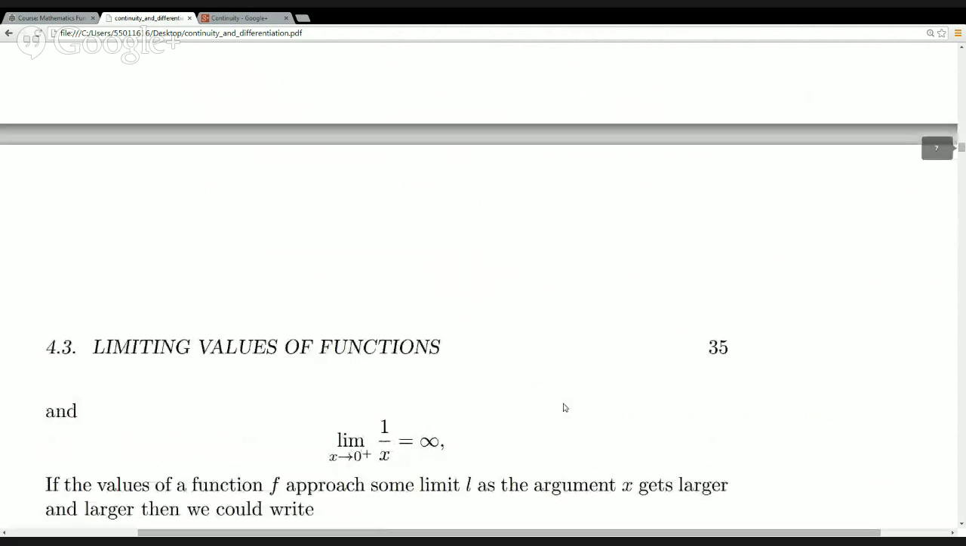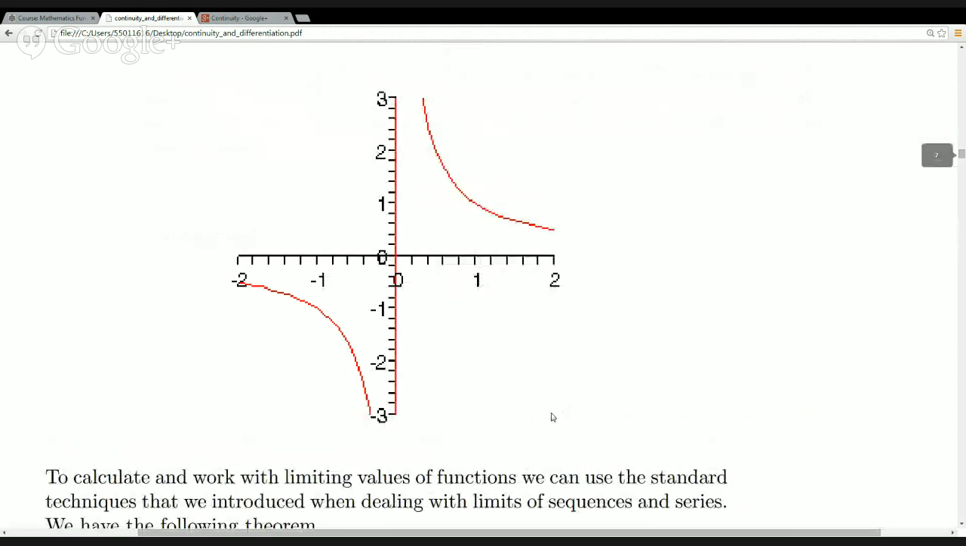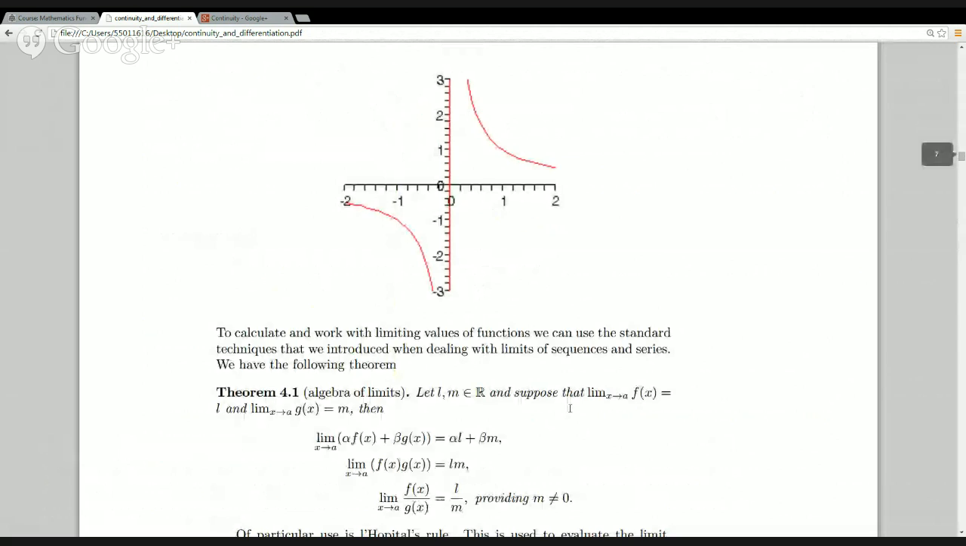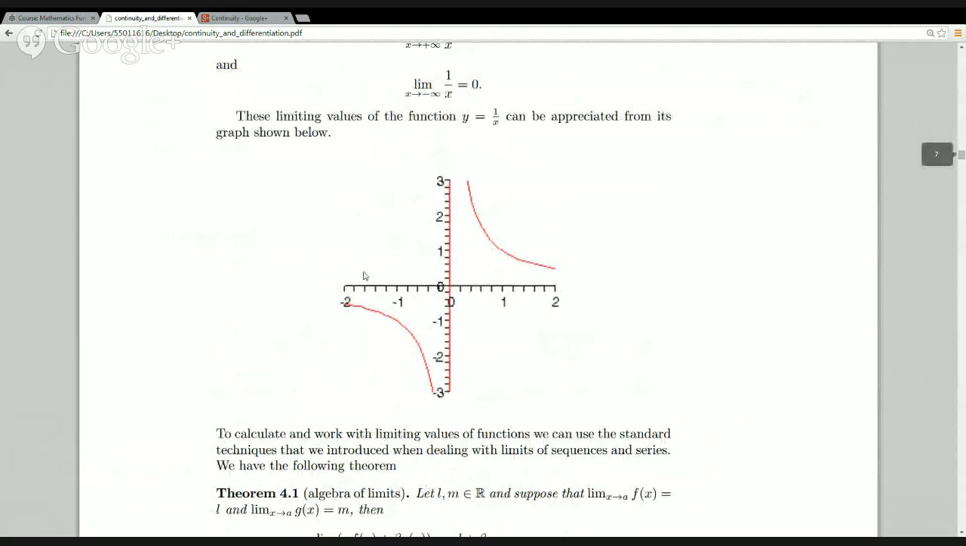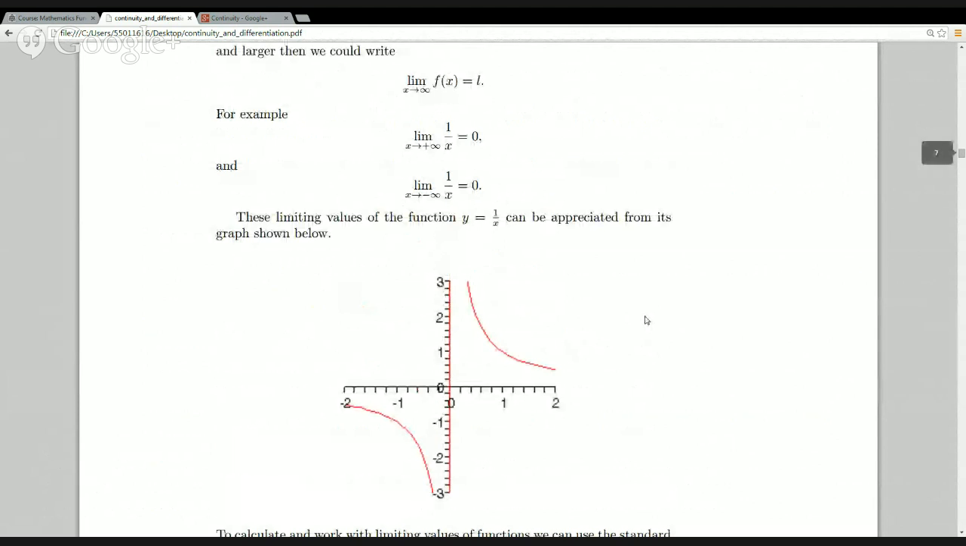So there's an example here shown about the function 1 over x. There's the graph of 1 over x. And you can see that there's something funny going on as x approaches 0. If you approach 0 from the left, the function 1 over x is getting larger and larger in absolute value, but in the negative direction. And if you approach 0 from the right, the function 1 over x is getting larger and larger in the positive direction. And there's no upper bound to how large it can get as you get closer and closer to 0.